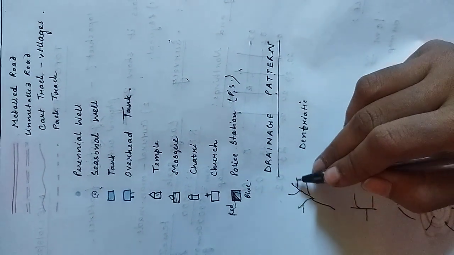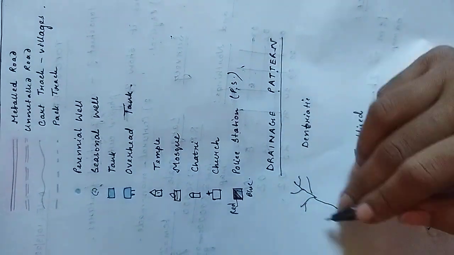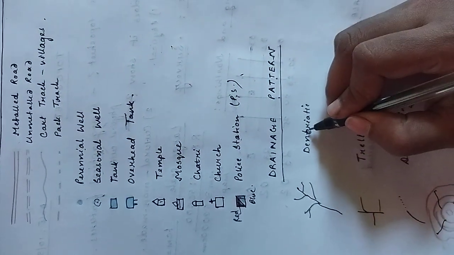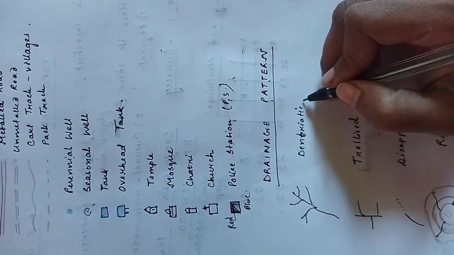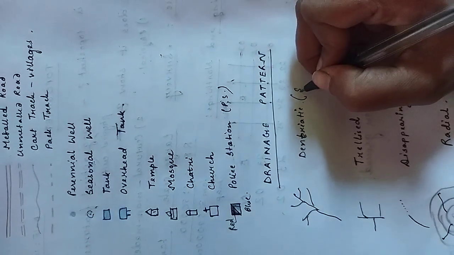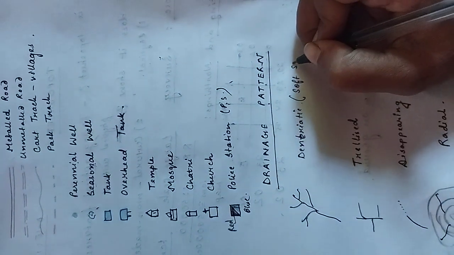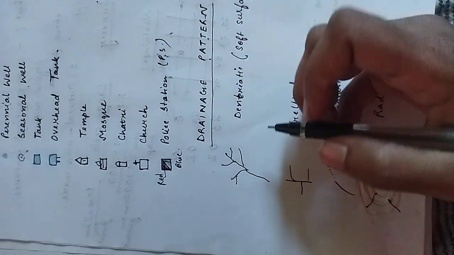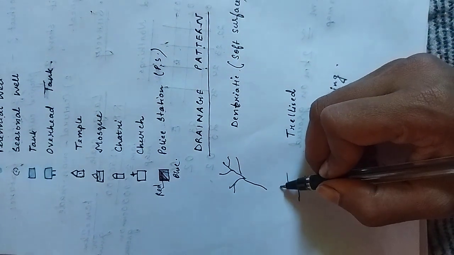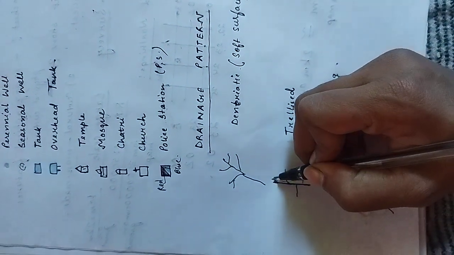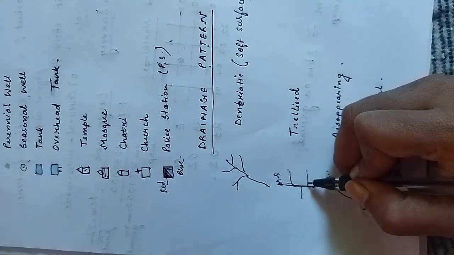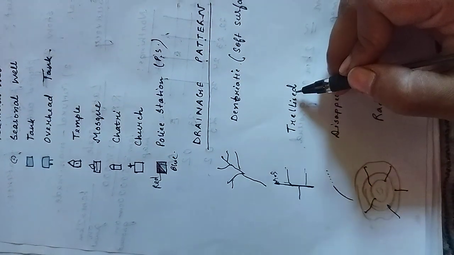Like this is a pattern where all the streams are coming from all directions. It forms a tree-like structure. It is known as the dendritic pattern. Okay, it forms mainly in soft surfaces or in plain lands. Okay, the next pattern is the trellis pattern, where there is a main stream. This is the main stream, and the substreams are connecting at 90 degrees. So these are known as the trellis pattern.